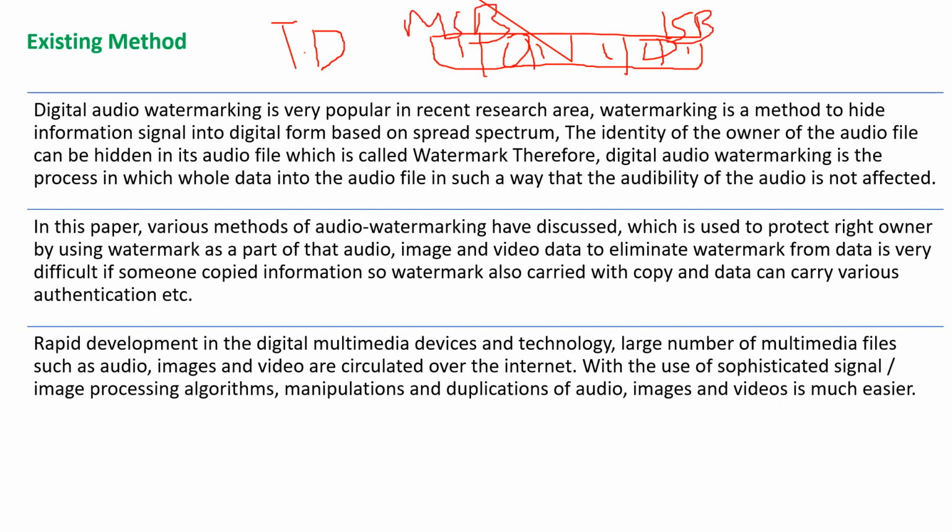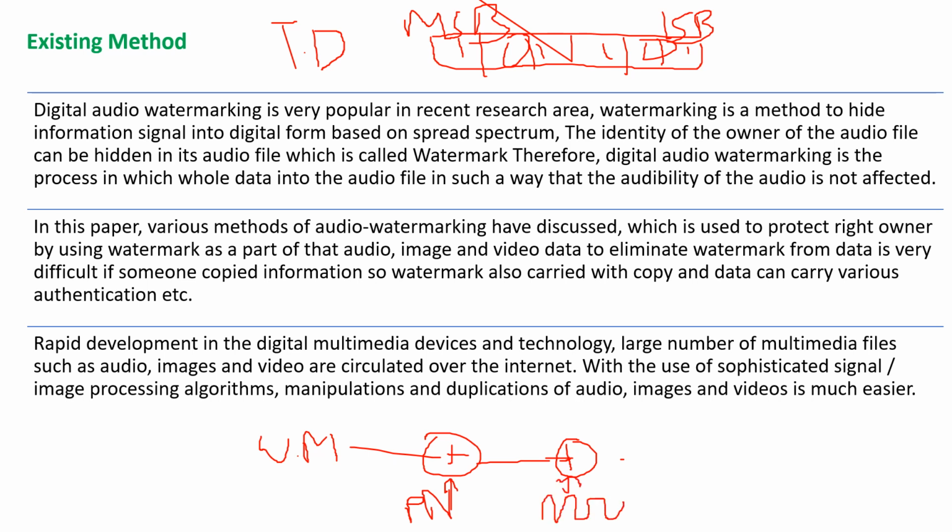This is one method, and the second method is the spread spectrum technique, where watermark data is given to a multiplier, and here we give a pseudo noise sequence, PN sequence, which is given to another adder, where we give the input audio signal, and we can get the watermarked output here. This is the second method, and the first method was the time domain technique.